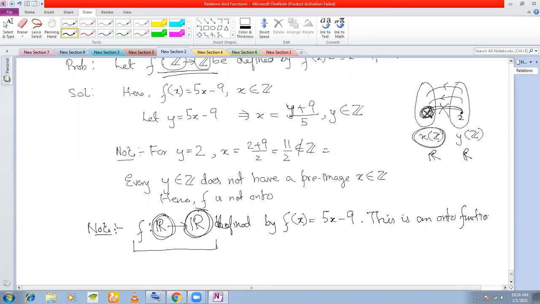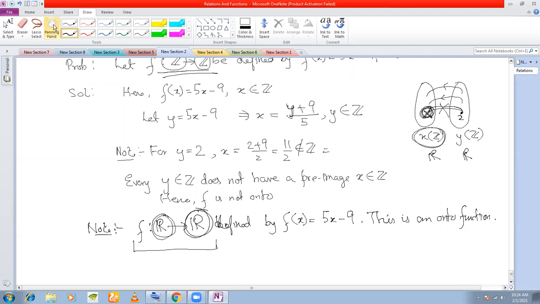Clear with this? So onto function, always remember, when you are looking for onto, always look for exceptions. In case of injective functions also, always look for exceptions. Ask yourself, are there any exceptions? Like the mod function, I told you, is not a one-to-one function. Remember, mod x1 equal to mod x2 does not imply x1 is equal to x2. That was 1 and minus 1, 2 and minus 2. These were exceptions. So always when you are doing injective and surjective functions, check for exceptions. So that is what surjective function is all about.